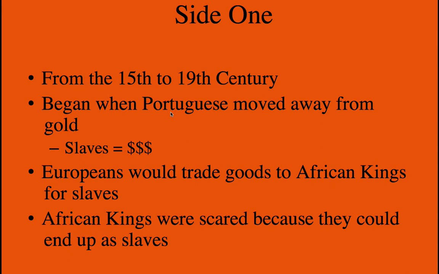Side 1 ultimately begins at the Age of Discovery, which we talked about last class, how the Portuguese and the Spanish empires were moving over to the Americas. The Portuguese were one of the major players in the Atlantic slave trade. They started moving away from gold because slaves were a more lucrative business. You could make a lot more money by buying and selling slaves. The Europeans would also trade goods to African kings for slaves. You have to think about why these African kings would sell their own people. It's because they knew that if they did not, they may end up being slaves themselves. It's very interesting to see that.